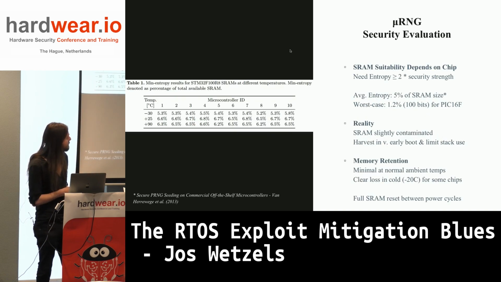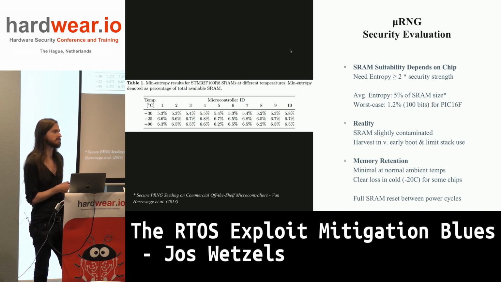When it comes to the initial entropy, you do need to keep in mind that the suitability of SRAM as an initial source for entropy depends on the chips. So in order to seed our random number generator, we need roughly 2 times as many entropy bits as we have security strength, so in our case 256 bits. The average entropy as found out by prior work listed here is roughly 5% of the total SRAM size. So there were worst cases, because this is quite good, and in most cases, as you can see here, it also scales well across temperatures.